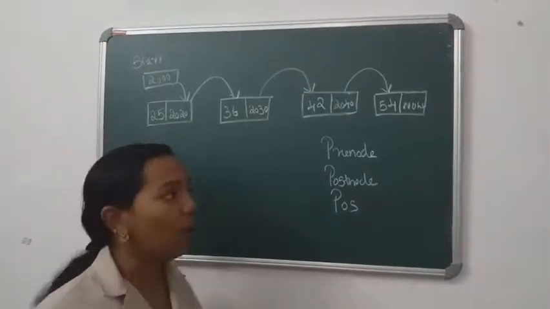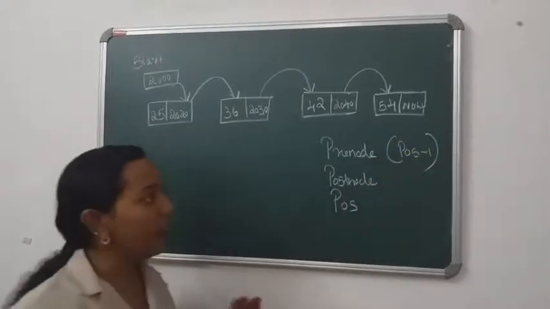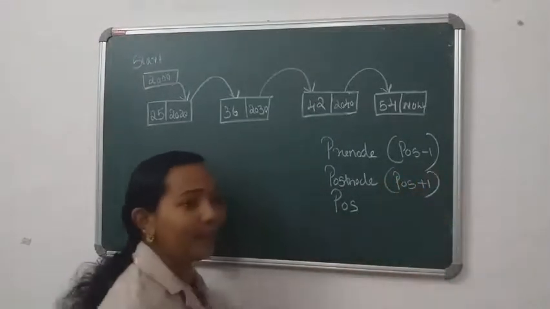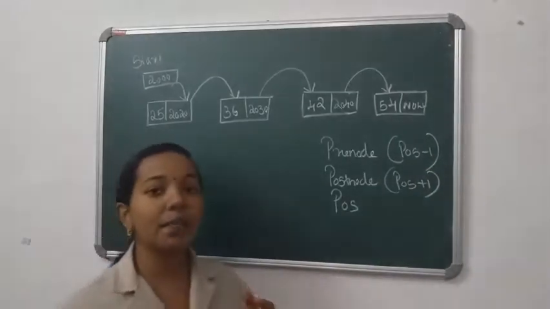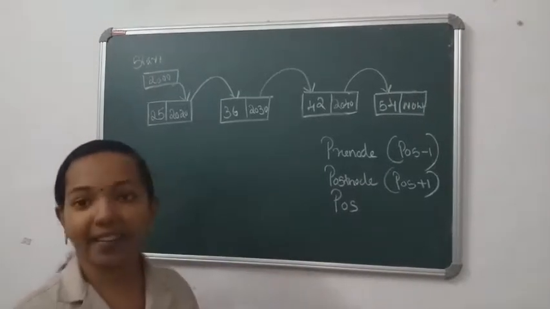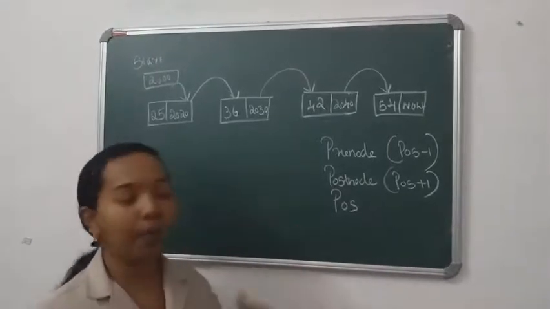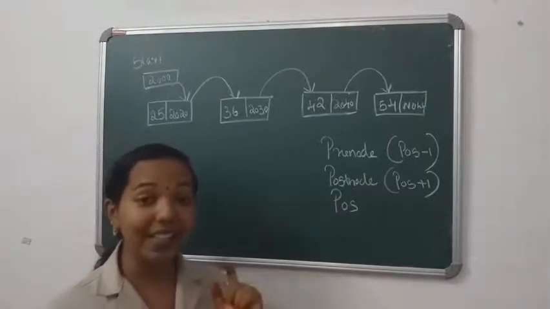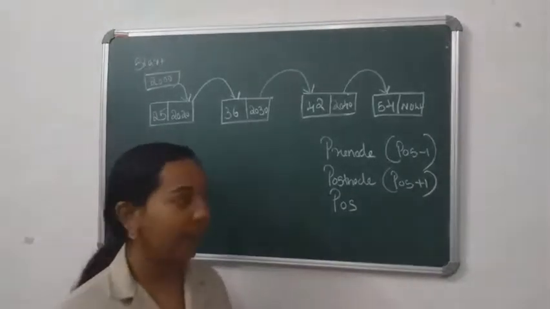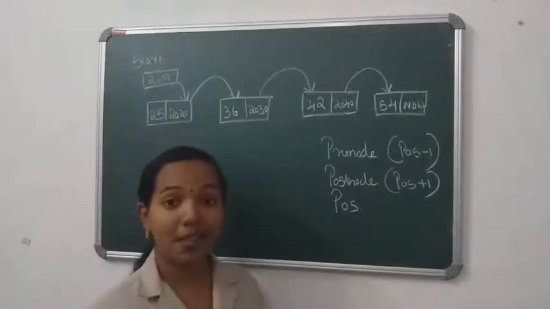Pre-node means POS minus 1. Post-node means POS plus 1, or position plus 1, and the third variable is POS, which indicates the position from which we are going to delete the element. In linked list insertion we already studied pre-node and post-node. In insertion, pre-node indicates position minus 1 and post-node indicates position itself, not POS plus 1.